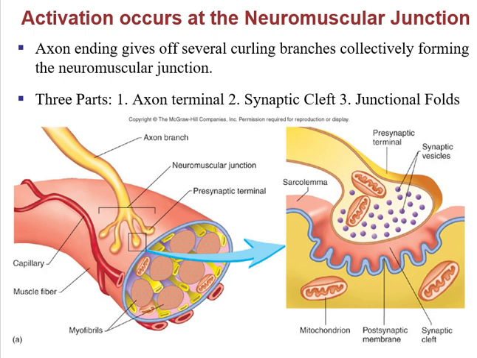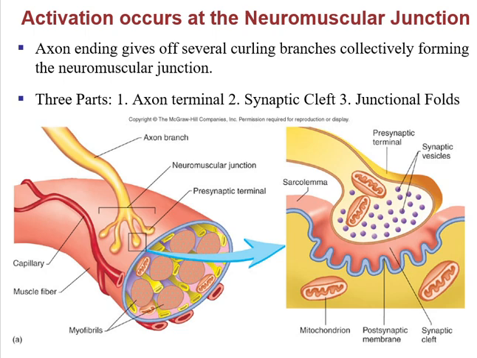So let's take a closer look at the neuromuscular junction. Here you can see it's made up of 3 parts: an axon terminal, a synaptic cleft, and junctional folds of the end plate. When we're talking about a neuromuscular junction, we're talking about an axon ending that gives off several curly branches, and that collectively forms the neuromuscular junction, where these axon terminals get close to the plasma membrane of a skeletal muscle cell. You can see that in the image on the left.